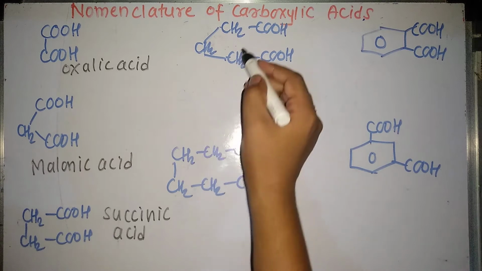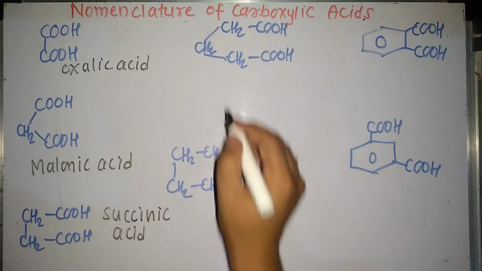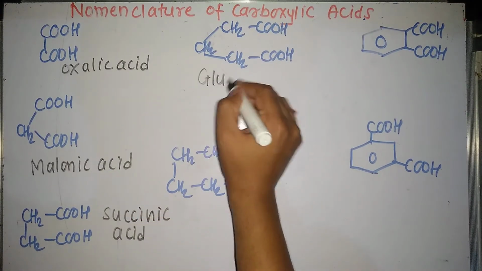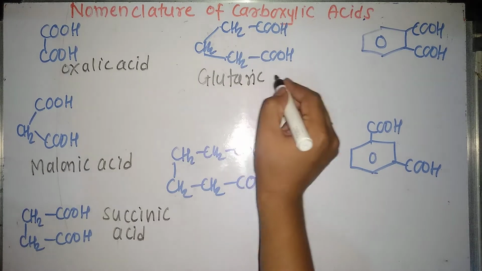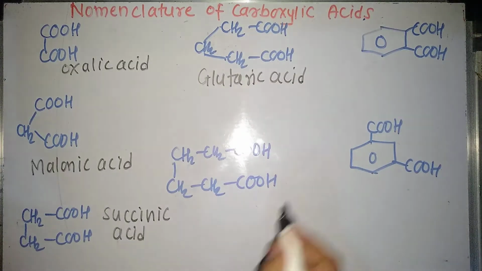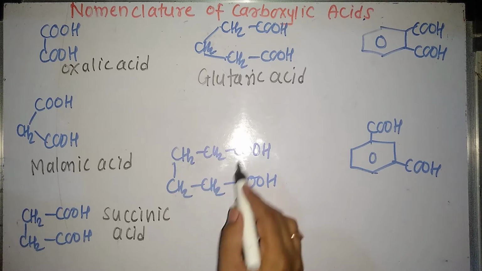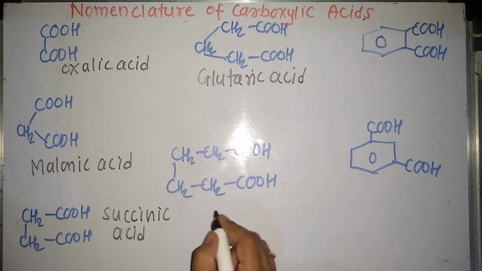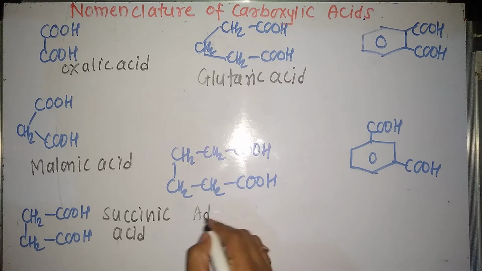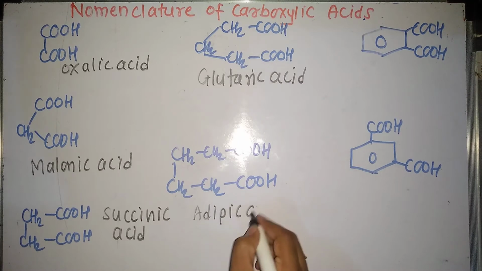Similarly, if we have a total of 3 CH2 in between two carboxylic groups, then it is called glutaric acid. The name will become glutaric acid. Now, if we have a total of 4 CH2 in between two carboxylic groups, then in that case, it is called adipic acid. The name will become adipic acid.